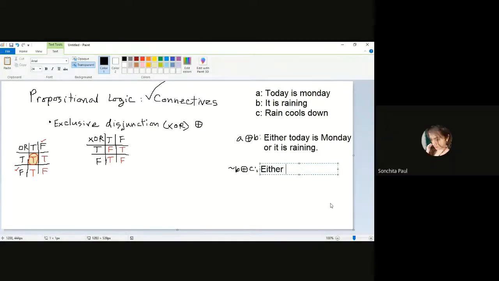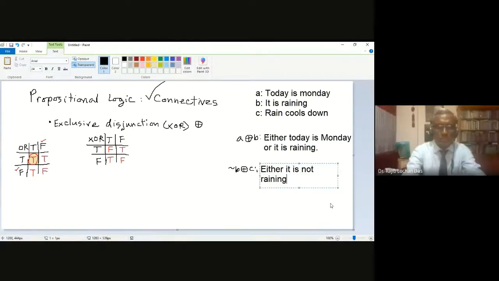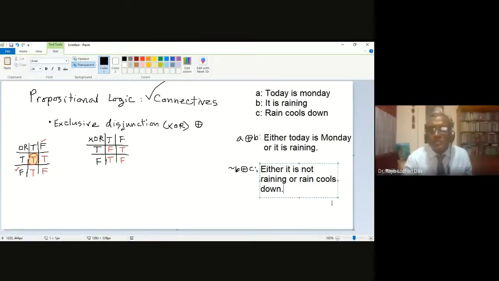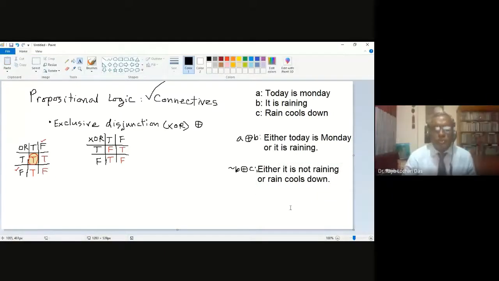Either it is not raining or rain cools down. Is this okay? Is this correct? Yes, sir. Okay, good, so this is correct. Let me give you another expression, and it will be again a little tricky.